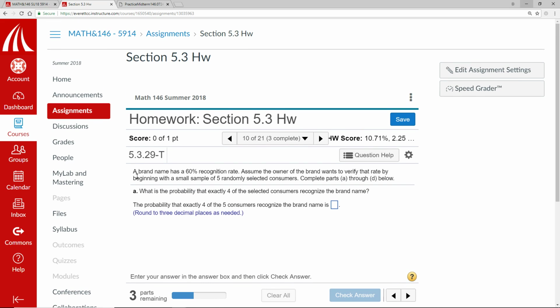Okay, so 5.3: a brand name has a 60% recognition rate. Assume the owner of the brand wants to verify that rate by beginning with a small sample of 5 randomly selected consumers. Complete parts A through D below. What is the probability that exactly 4 of the selected consumers recognize the brand name? The probability that exactly 4 of 5 consumers recognize the brand name is blank.